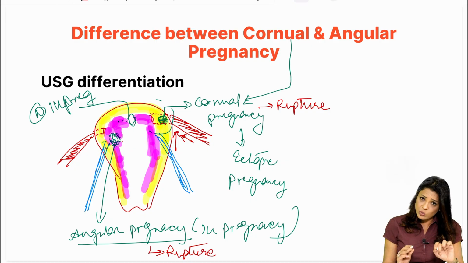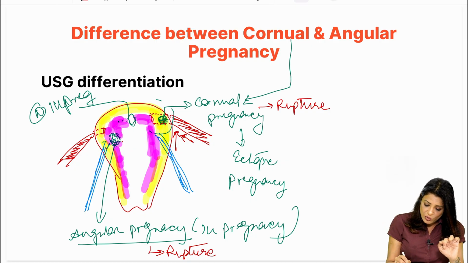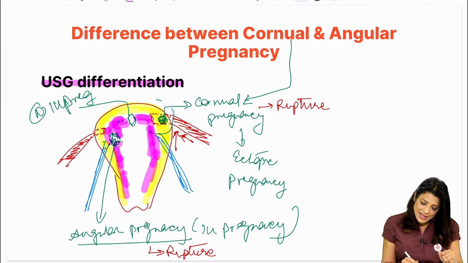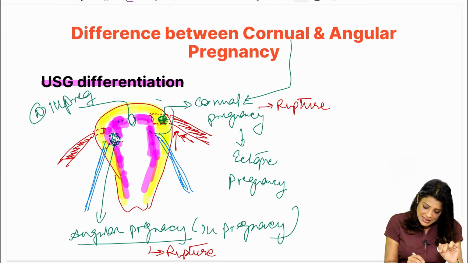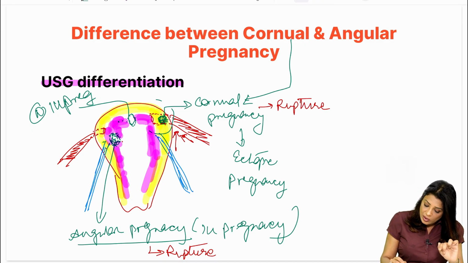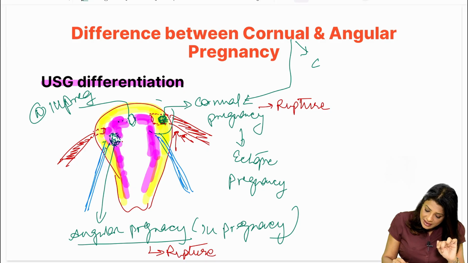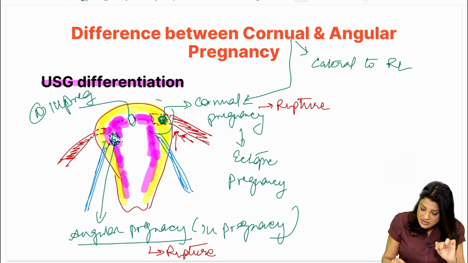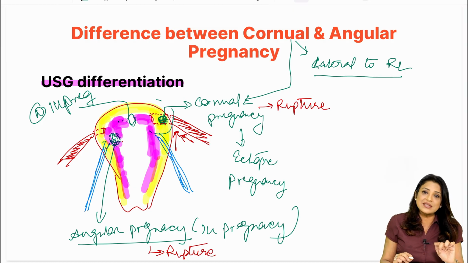All right, understood what is the difference? So in the sonography differentiation, the sonography will tell you that the pregnancy is lying lateral. This pregnancy is lying lateral to the round ligament. So if it is lateral to the round ligament, the cornual pregnancy lies lateral to round ligament. That means the round ligament is medial to the pregnancy, then that is a cornual ectopic pregnancy.